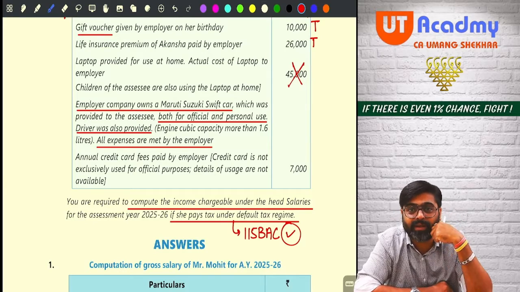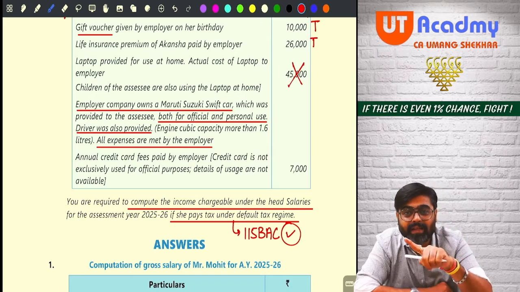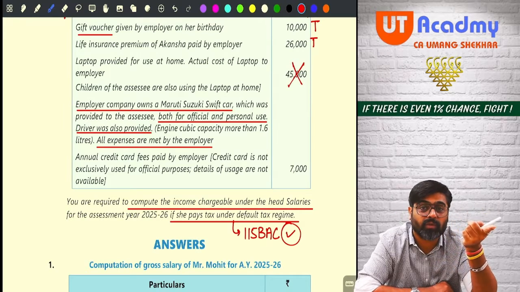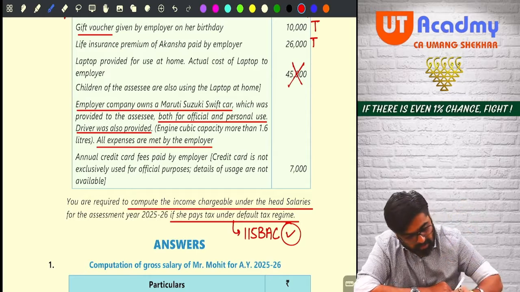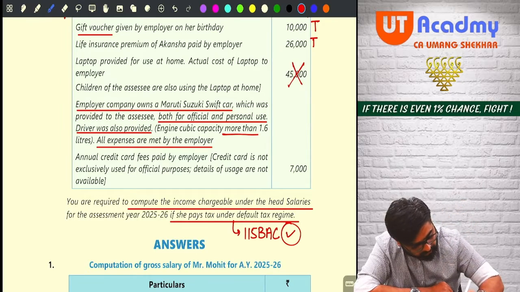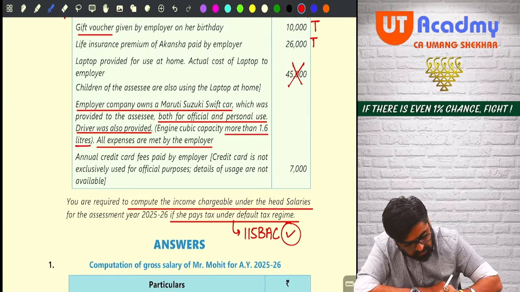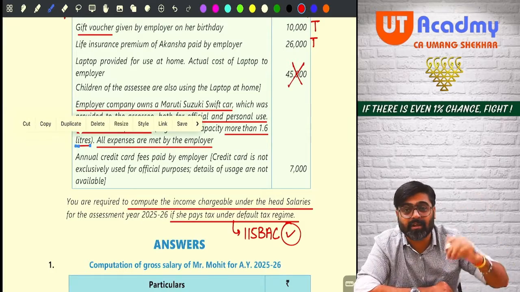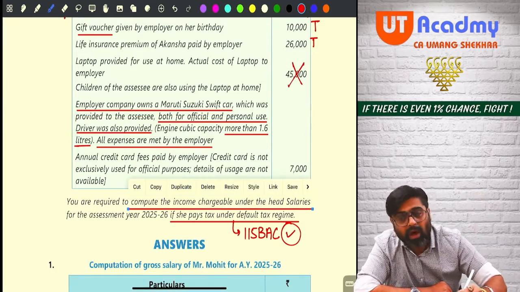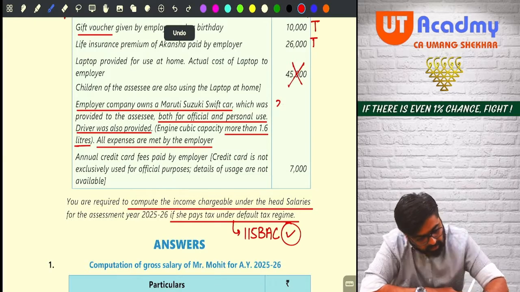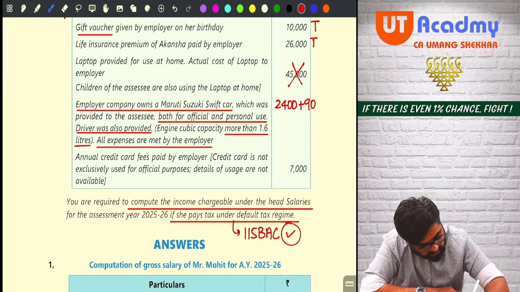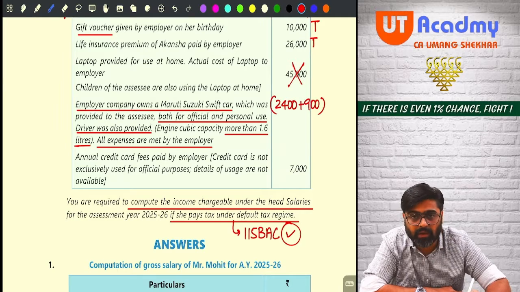Driver was also provided. Then 1,800 as well as 2,400 both can be taxed. What I will tax? I will tax 2,400 because the engine capacity of the car is more than 1.6 liters, means more than 1,600 cc. Getting my point? So how much I will tax? I will tax 2,400. Yes or no? Plus I will add 900 also.